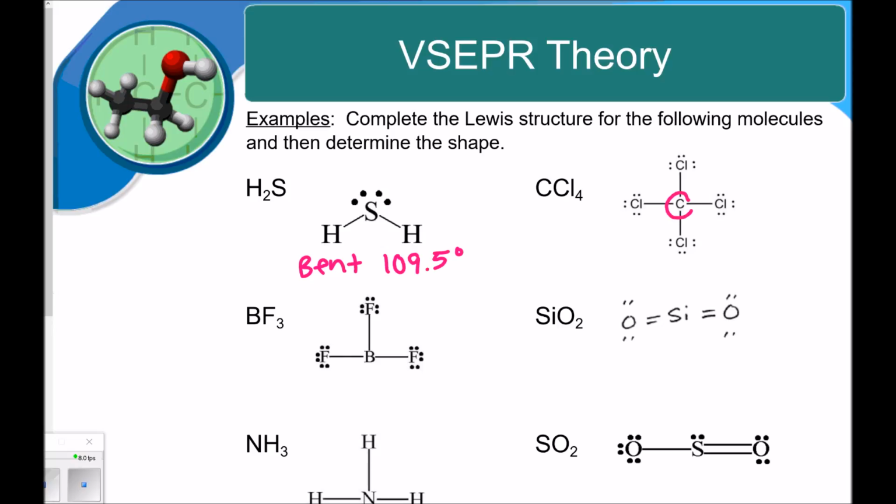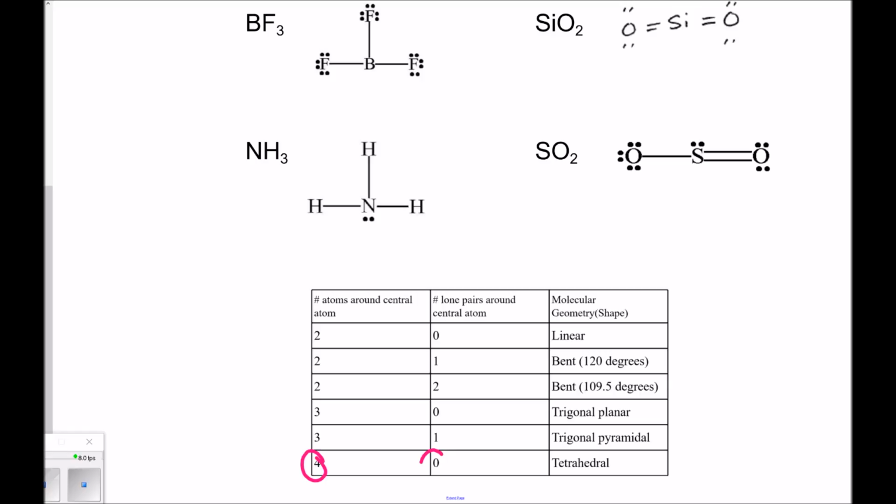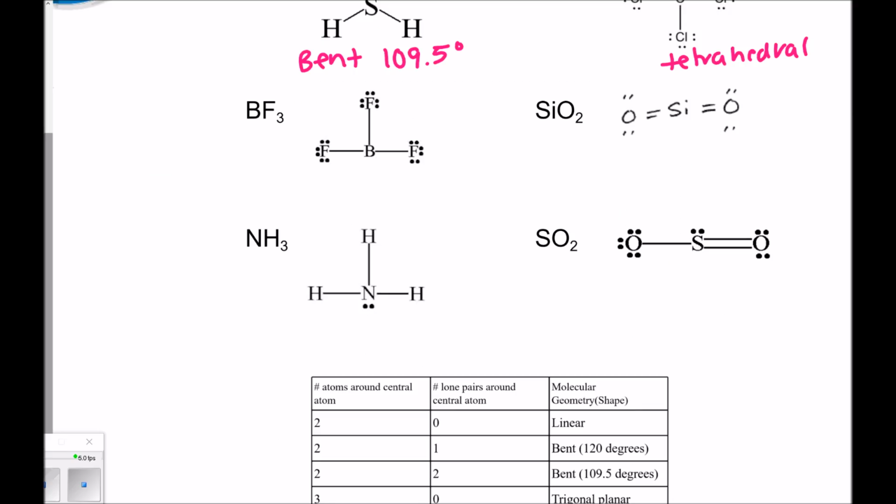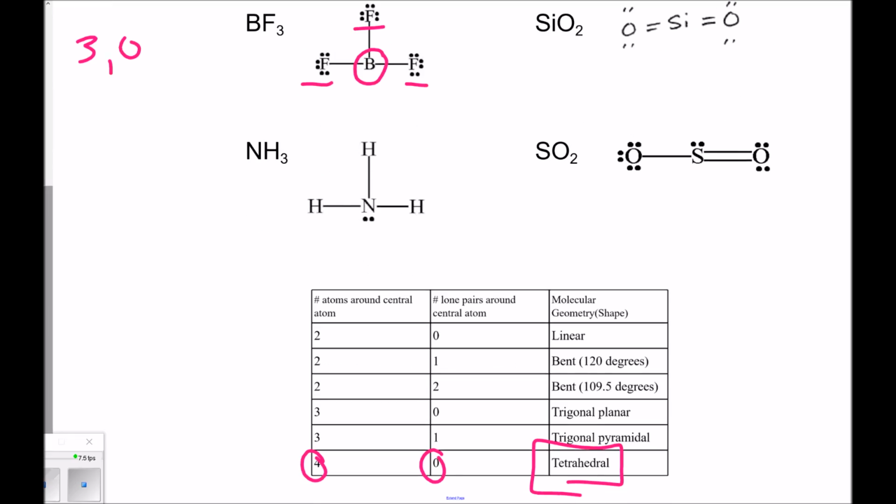Okay, the next one is carbon tetrachloride. So here's our central atom. We have 4 atoms around the central atom, and there are 0 lone pairs. So 4 and 0, let's look it up on the chart. 4 and 0 is called tetrahedral. So the shape of this molecule is tetrahedral. Okay, BF3, so boron trifluoride. Boron has 3 atoms around it and 0 lone pairs. So looking it up on our chart, 3 and 0 is trigonal planar.